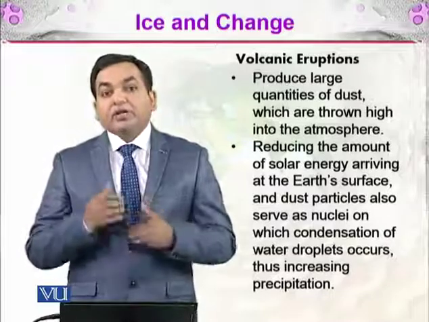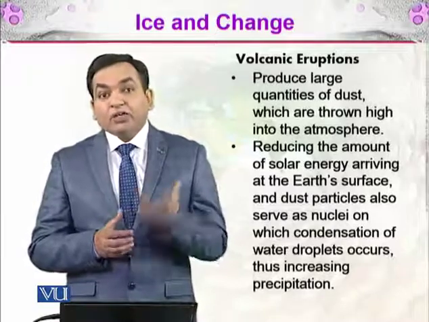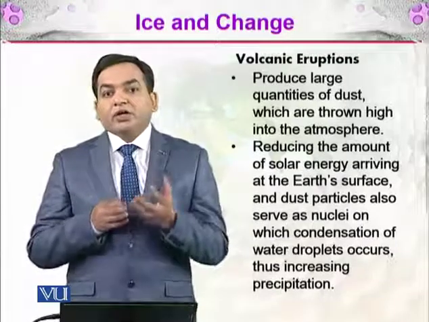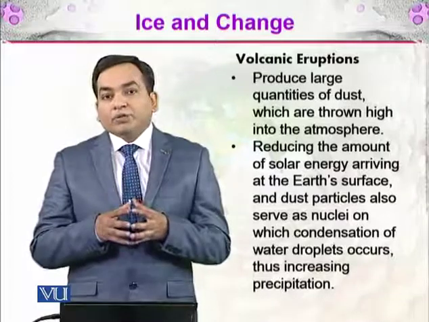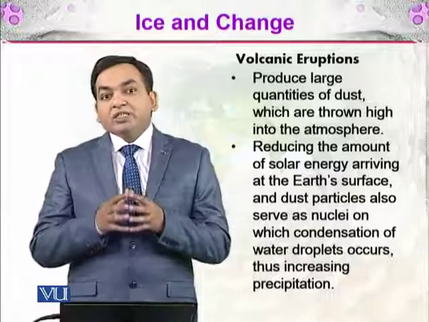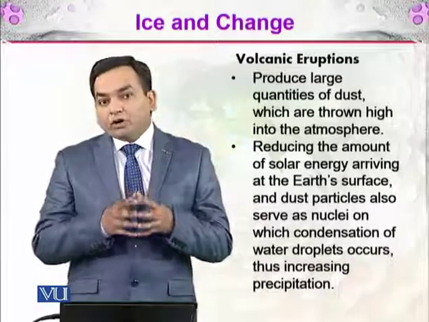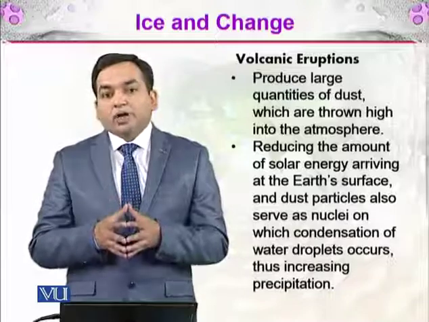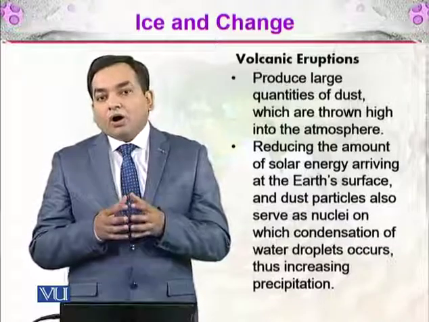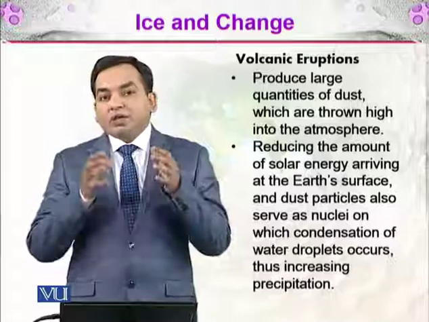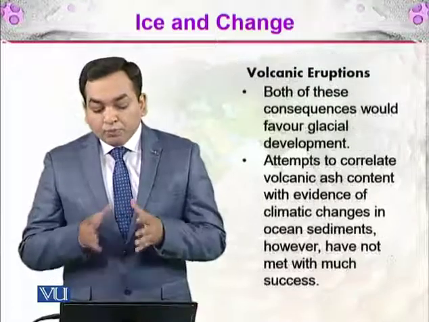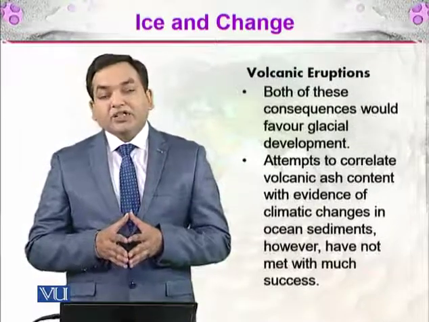And the second factor is that they act as nuclei for raining. How does rain start? There is a nucleus to which all the water vapors coalesce, and the droplet increases in size, and when it gets large enough that the air cannot retain it, it precipitates and goes down towards the Earth. The ash particles act as nuclei, arranging the water vapors in a way that they become rain particles, thus increasing rainfall. And both of these consequences would favor glacial development.